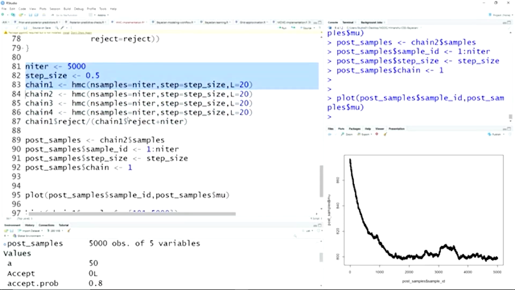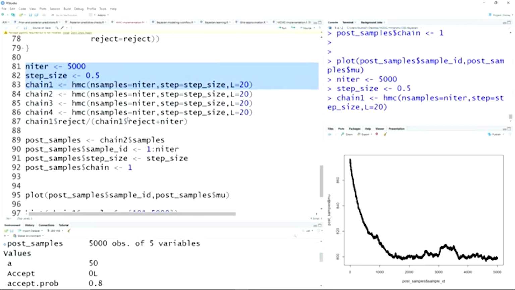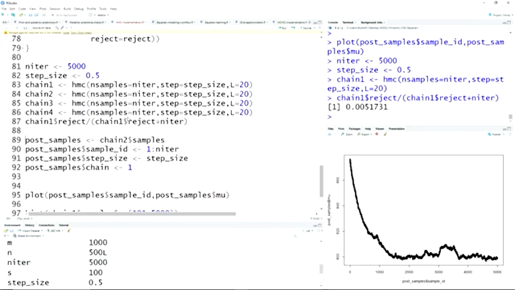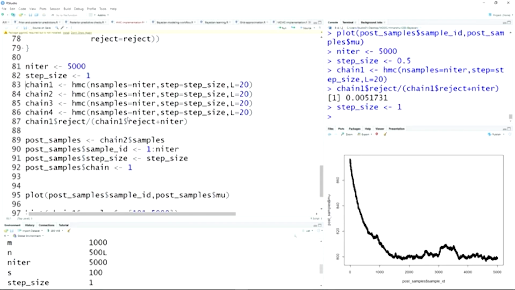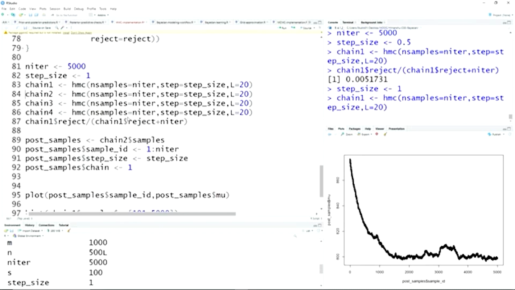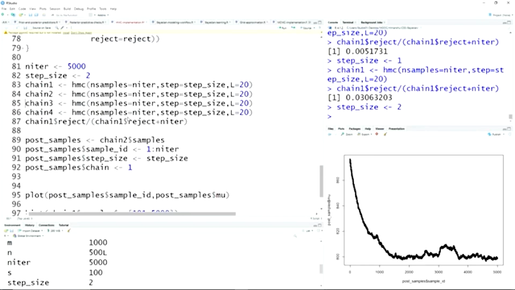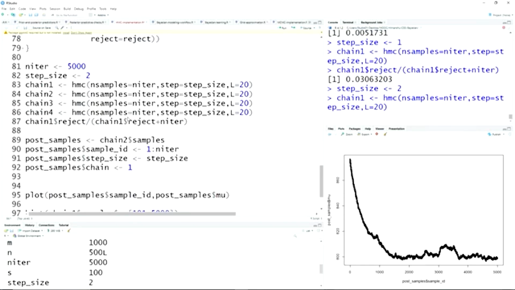See, so let's say I take a step size of 0.5. What is my rejection rate? 0.5%. That's too low. If I take a step size of 1, basically it is supposed to reject a lot of samples because the step size is too large, but still the rejection rate is just 3%, right? What if it is 2? Now the rejection rate is slightly higher.